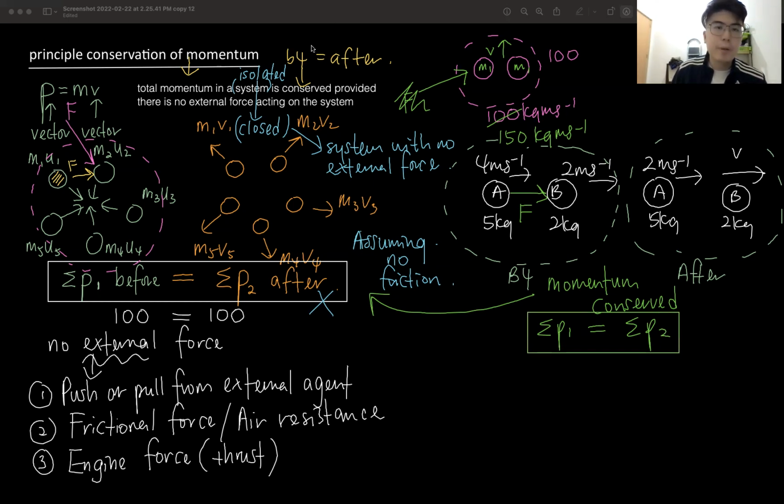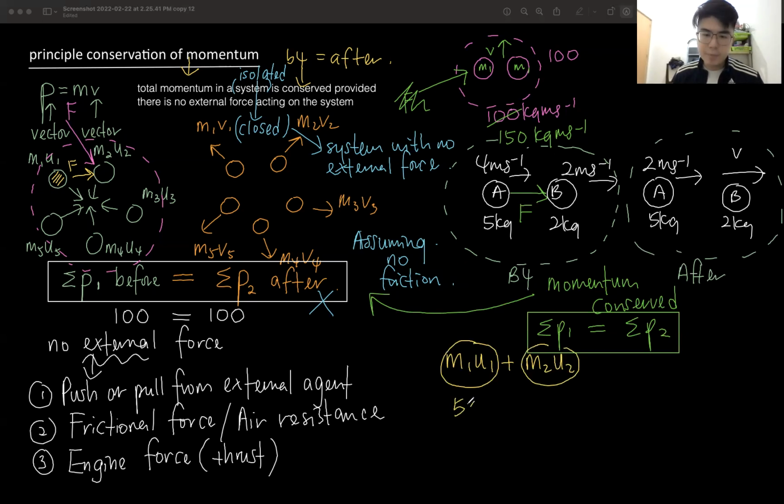I can apply this formula since momentum is conserved. Then I calculate the total momentum before. It is m1 u1 plus m2 u2. This is the momentum of body one, and this is the momentum of body number two.